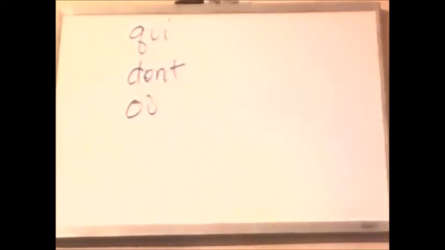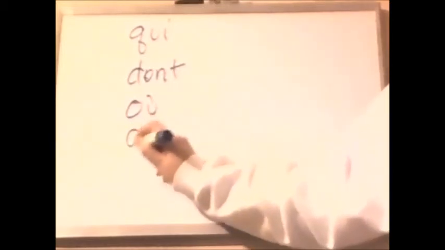Number 4. Napoléon, blank, a reculé devant l'armée russe, était vaincu. Napoleon, and then we have he retreated before the Russian army and was conquered or defeated. So Napoleon, and we have a reculé. We don't have a subject in that second section, so we're going to have to use qui, right? Napoleon, who retreated before the army, right?